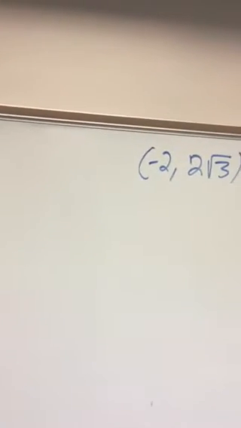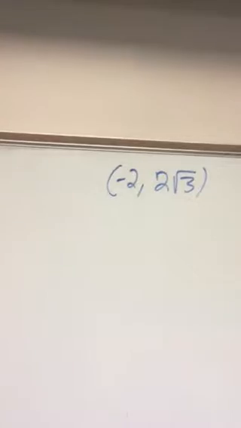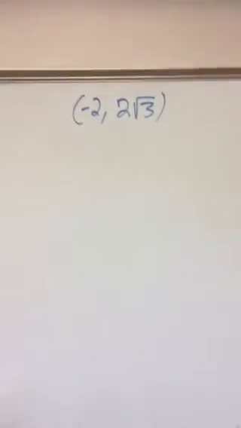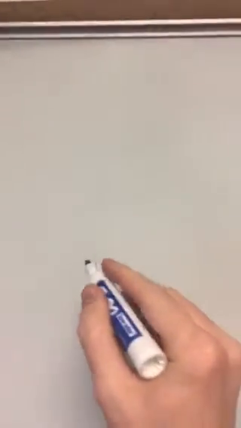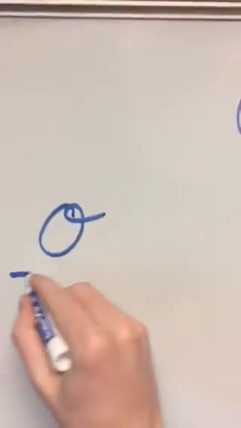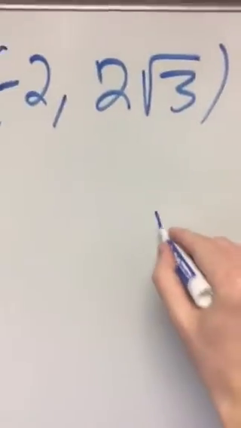Okay, this is study guide question number 15. We're converting (-2, 2√3) to polar coordinates. So we use two equations here. We want to find our theta value. We want to find our r value.